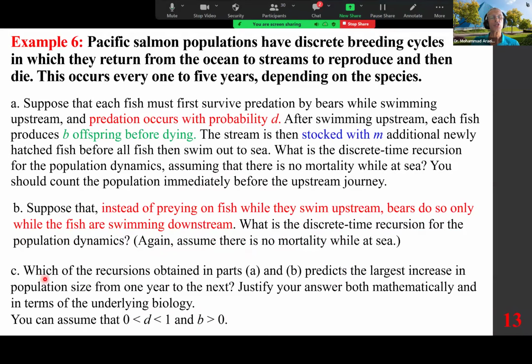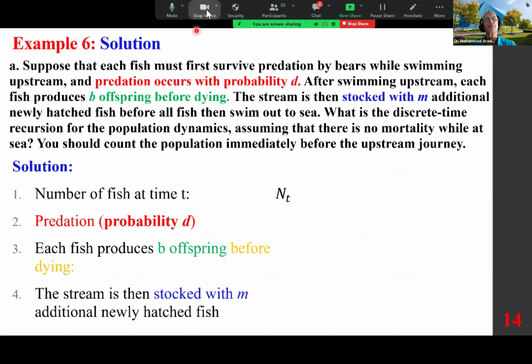And part C, which of the recursions obtained in parts A and B predicts the largest increase in population size from one year to the next? Justify your answer both mathematically and in terms of the underlying biology. You can assume D is between 0 and 1, B is larger than 0. By the way, D is the probability. The probability is always between 0 and 1. By the way, it can be equal to 0 and can be equal to 1, but in this case, it's somewhere in between. So let's look at this and see what happens.